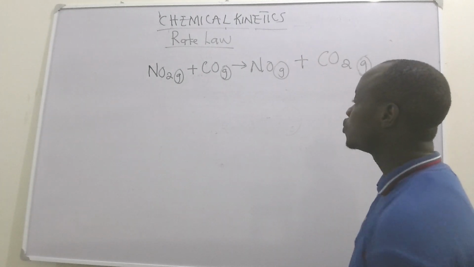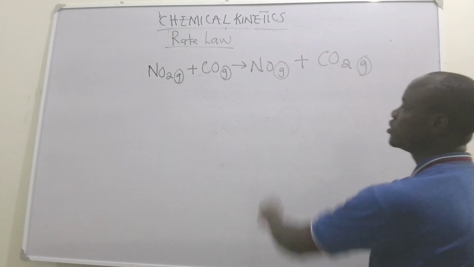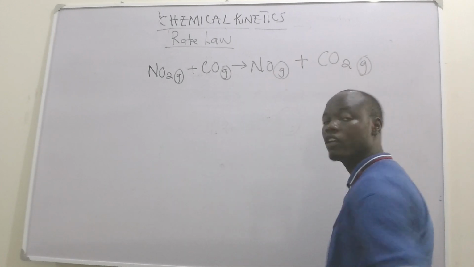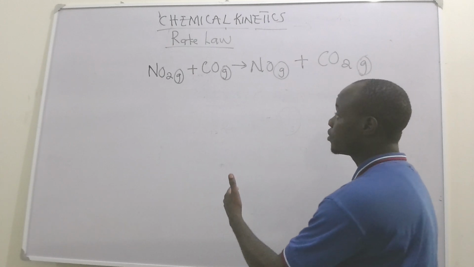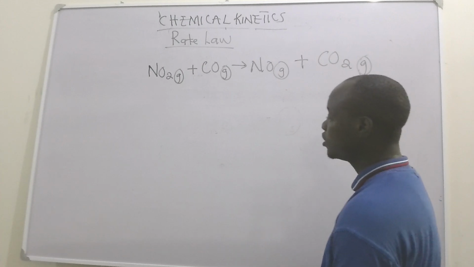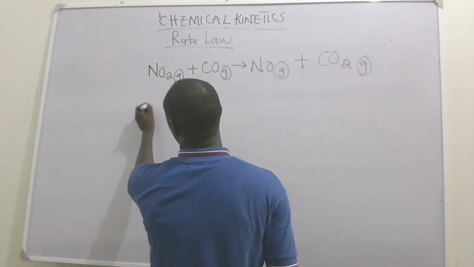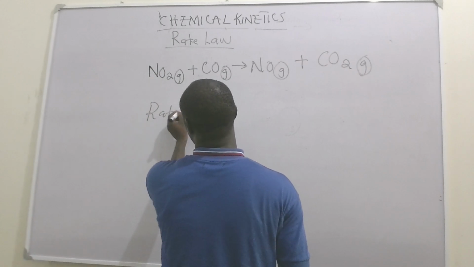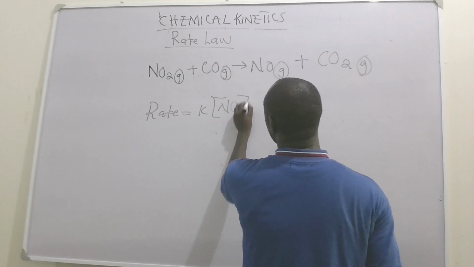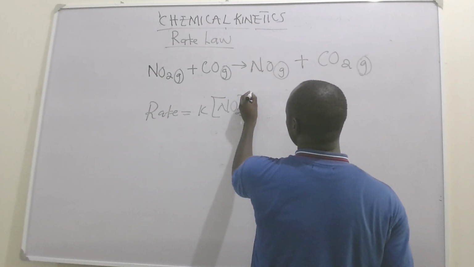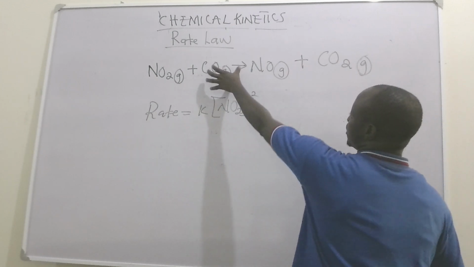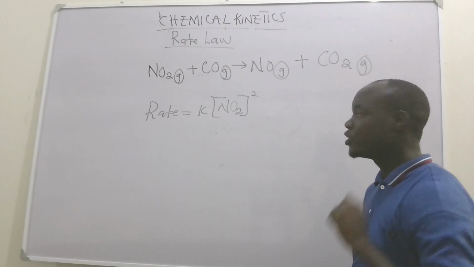So now, for example, assuming we have a reaction between nitrogen dioxide and carbon monoxide giving nitrous oxide and carbon dioxide. If we want to express the rate of this reaction, we can write: rate is equal to k [NO2]^2. Do you know that we can actually have the expression of this to be like this? And what does that mean?